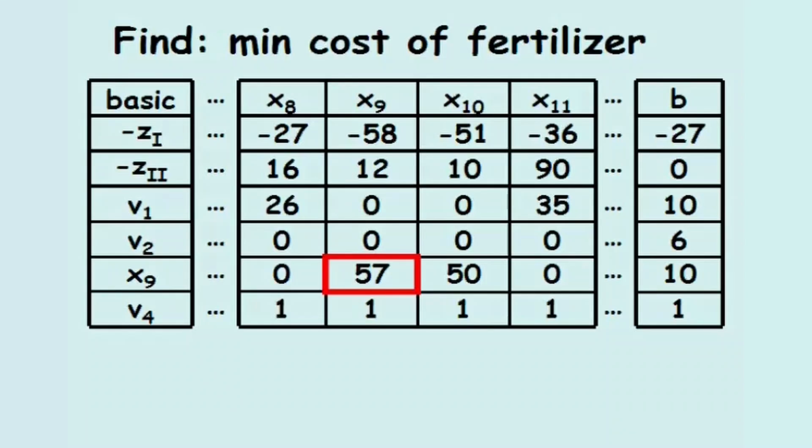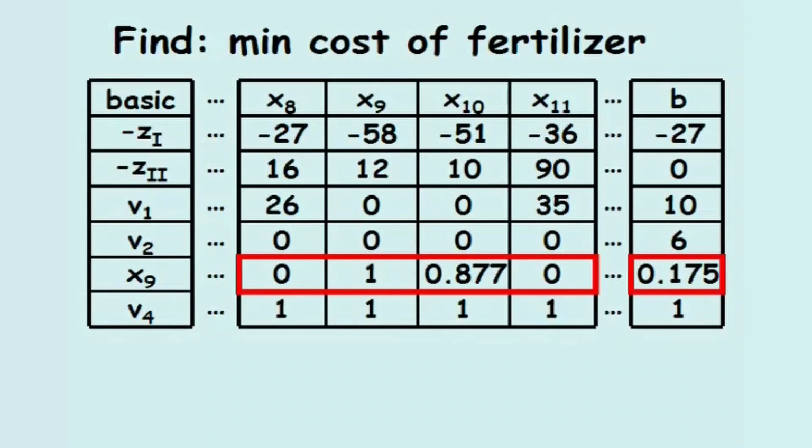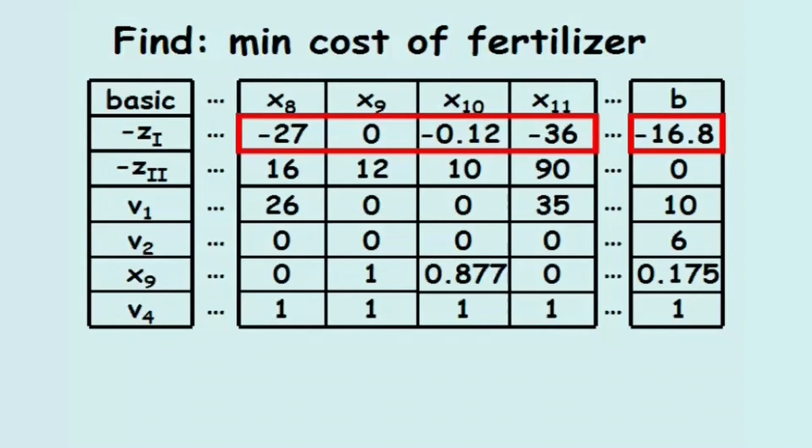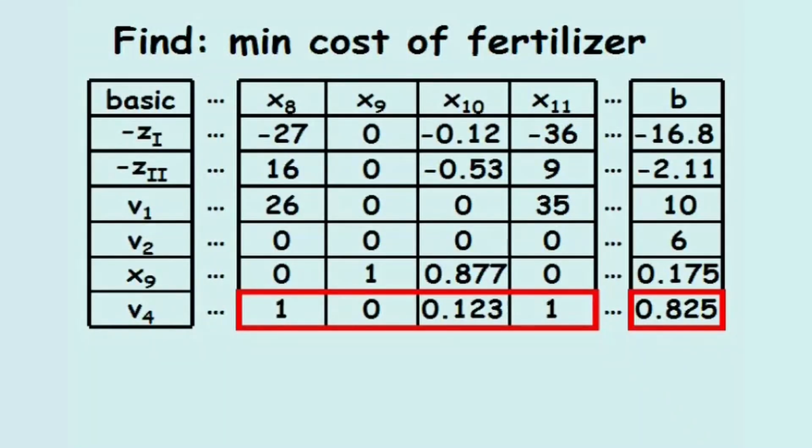Pivoting about variable x9 involves dividing row x9 by 57, then adding 58 times row x9 to row Z1, subtracting 12 times row x9 from row Z2, and subtracting 1 times row x9 from row V4. Now the tableau is in canonical form, since column x9 is now part of the identity matrix.